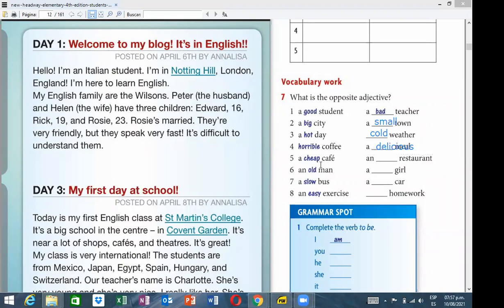Delicious, the opposite. The next, number 5, a cheap cafe. And the opposite here is? Expensive. Expensive. Very good. That's it. Very good. The next, number 6, an old man. What's the opposite? A young girl. Okay, young, right? A young girl, that case, right?